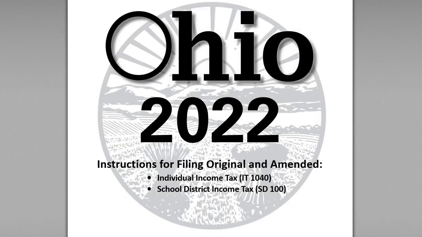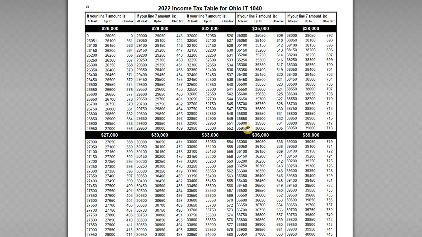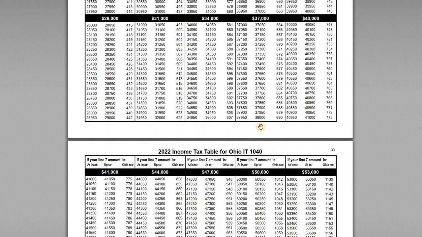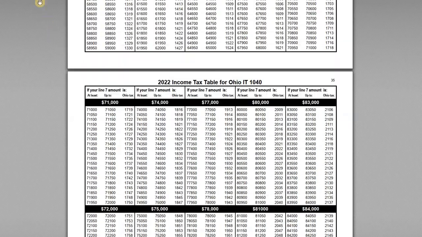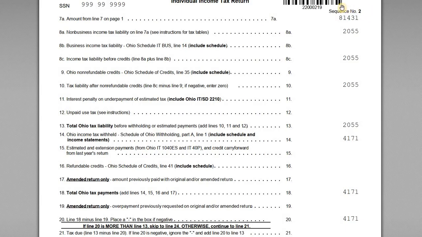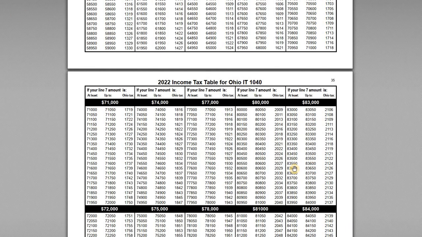So the Ohio instructions here have tables within the instructions. You just have to scroll down to the appropriate page. And so we see here our 2022 income tax tables for the IT-1040. We scroll through until we find the range where our income falls within, right? So our income here is going to be $81,431. So we're looking for $81,431.